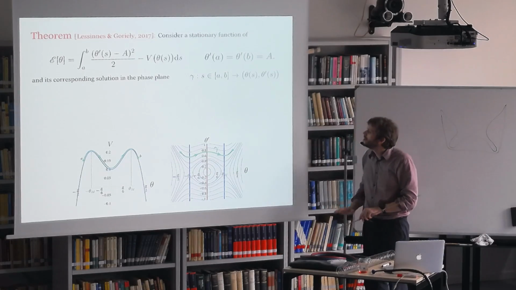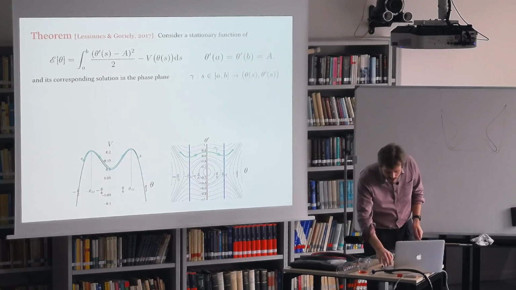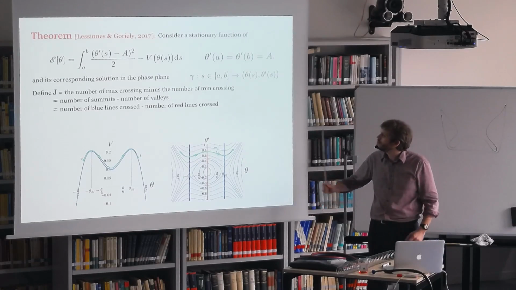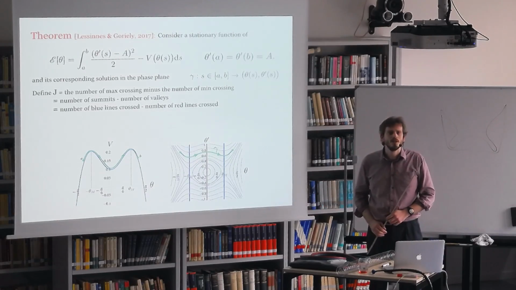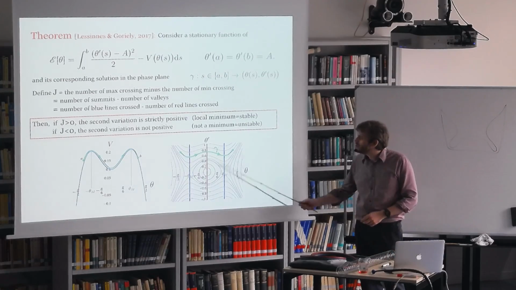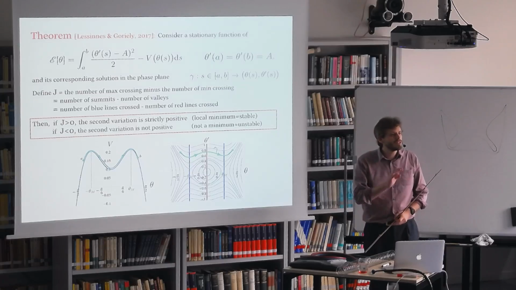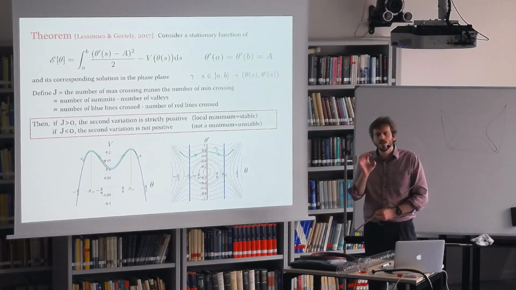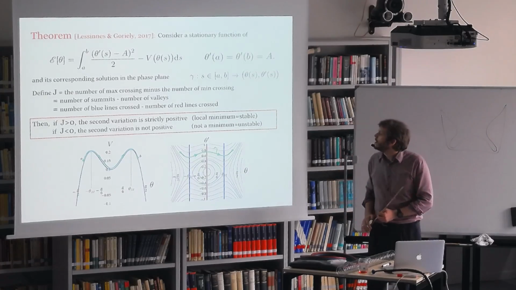I'm not telling you exactly how high it's going to start, I'm just saying this is the sort of shape I get, okay? If I get that, I can build the following index J, which is the number of times I cross the maxima of V minus the number of times I cross a minimum of V. I make that count. Now, if J is strictly positive, I know the equilibrium is stable, and if J is strictly negative, I know it's unstable. It's much, much easier than having to compute the second variation.